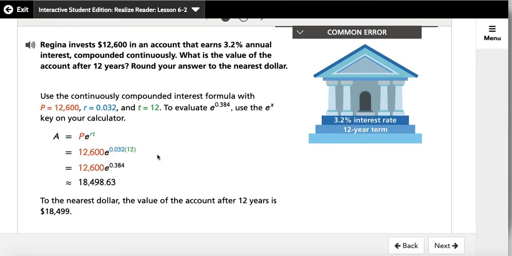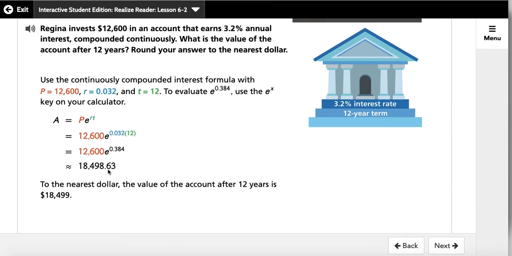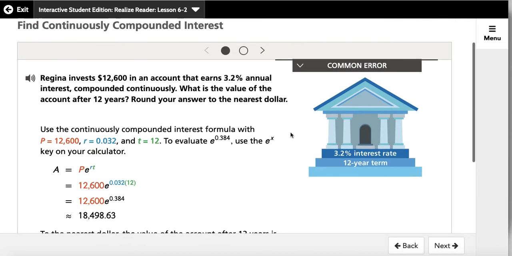Okay, see if you can type that into your calculator to get that value, $18,498.63. Oh, they said round to the nearest dollar, didn't they? So that would round up to 18,499. You may want to click pause to make sure you can type that in correctly. I'm not going to do it on this one. I'll do it on the next problem.